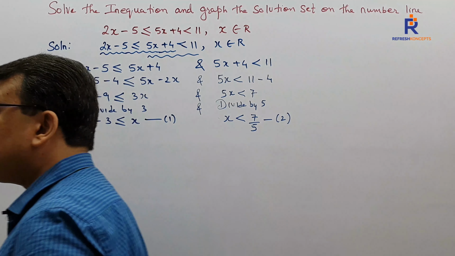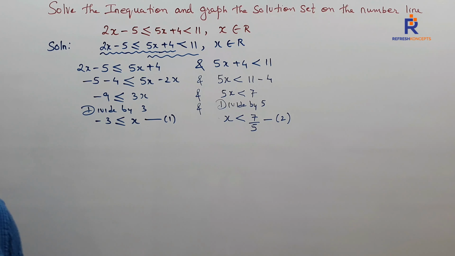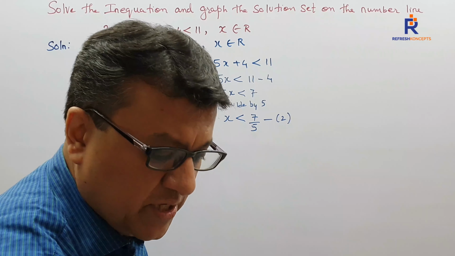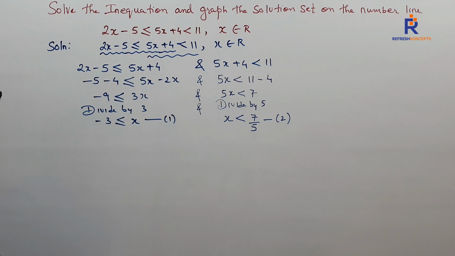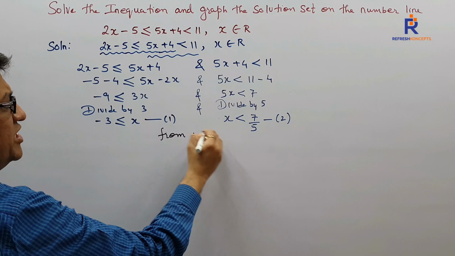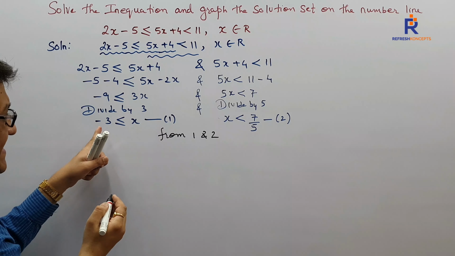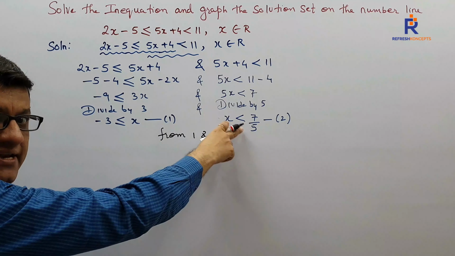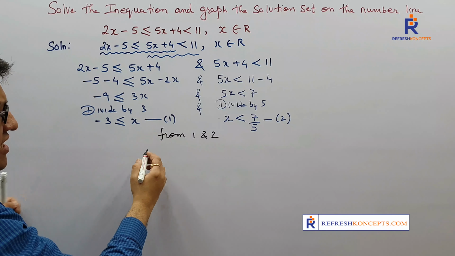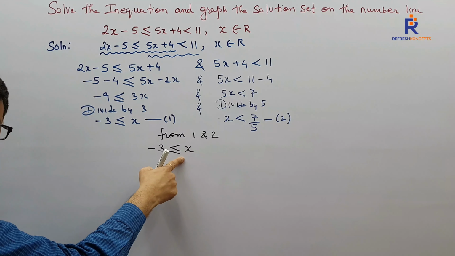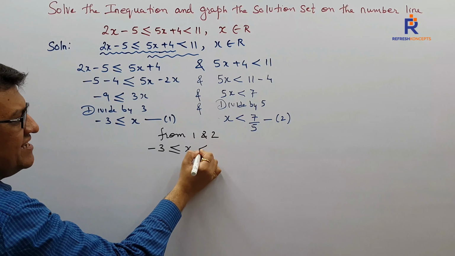The first answer we got is minus 3 less than or equal to x, equation 1. The second says x is less than 7 by 5, equation 2. What do we need to do now? We need to club them together, from 1 and 2. I see that the sign of inequality is the same: this is less than or equal to, this is less than, but both are less than. Club them together. What relation do we get? Minus 3 less than or equal to x, and again x is less than 7 by 5.